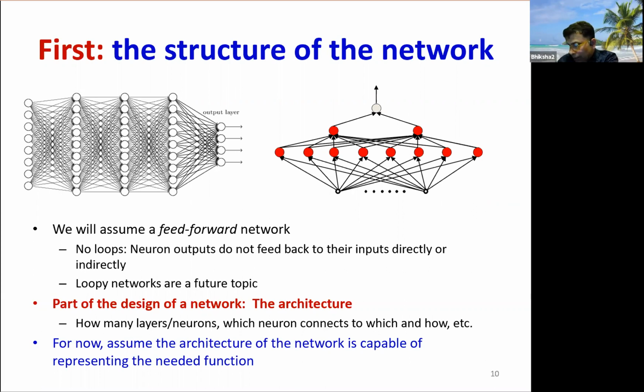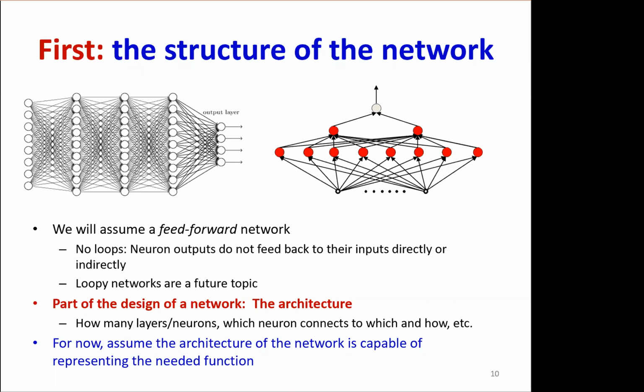Now, a major part of designing such a network is the architecture of the network. How many layers does it have? How many neurons in each layer? How are these neurons connected, and so on? For now, I'm going to assume that the architecture of the network is known, and that the architecture we have is capable of representing the needed function.